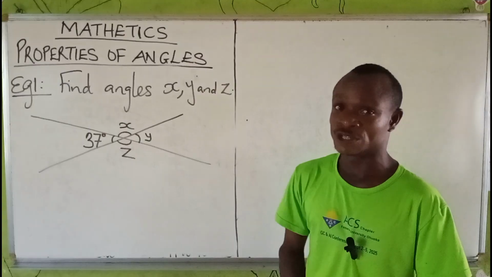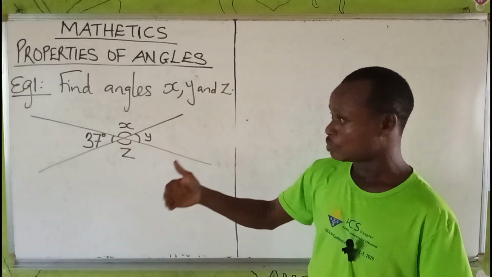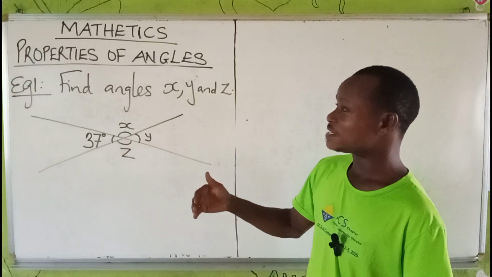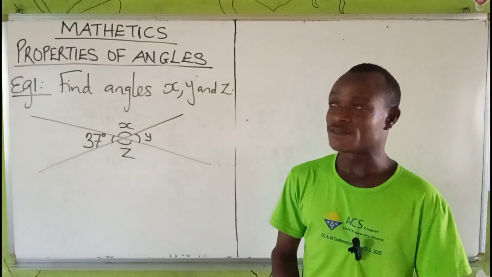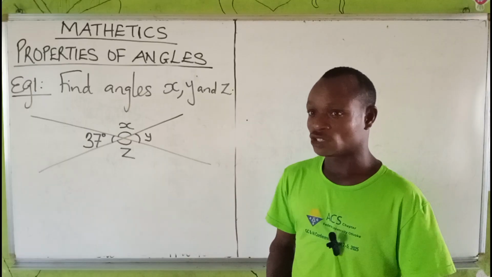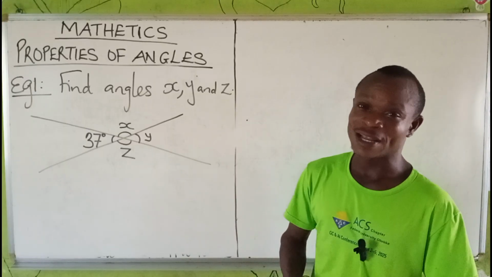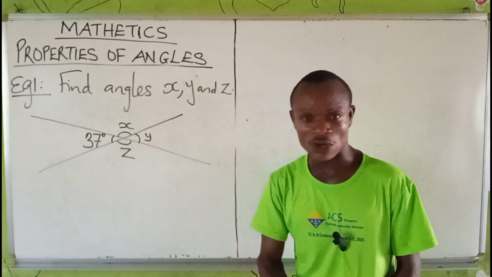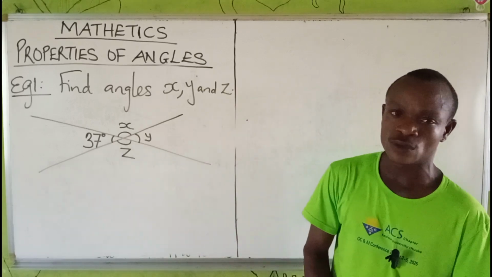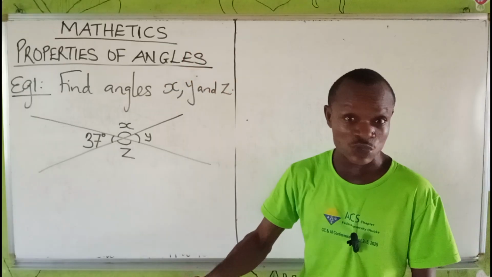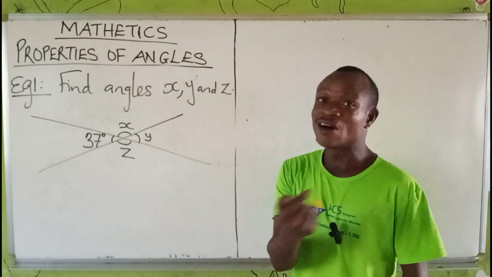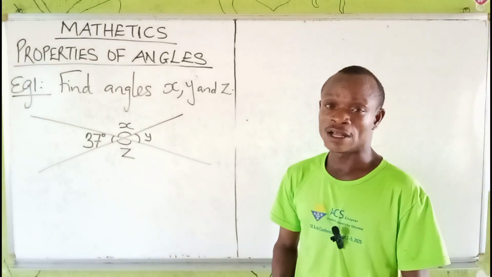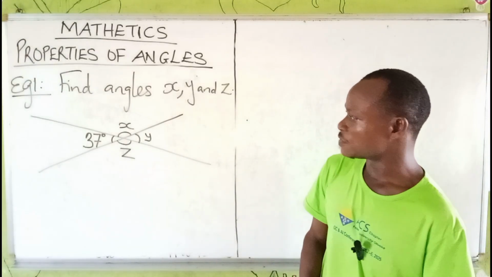We are looking at worked examples on properties of angles. If you are just seeing this video or coming across this channel for the very first time, this is part 3 of properties of angles. You can check this channel for part 1 and part 2, where I have explained 6 different theorems on properties of angles. In this part 3, I want to solve some questions on the properties I explained in the previous 2 videos. Now, we have a question on the board.